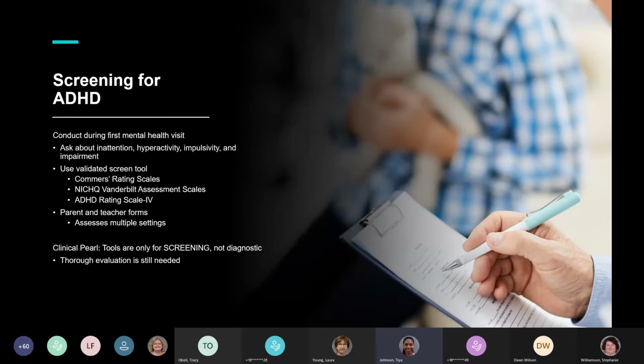Because if the screening tools don't score high enough to a level where it says this may be possible ADHD, then you may not even need to go into questions about ADHD symptoms any further or do any further evaluation for ADHD, because the screening tools did not flag that you need to do further questions on that.